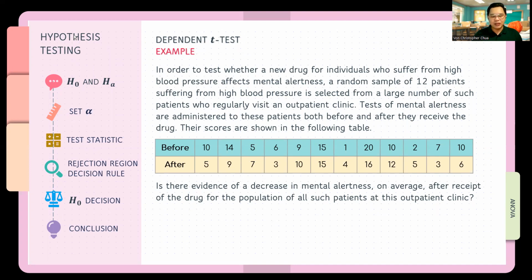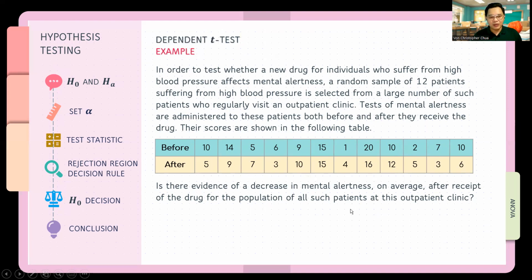So for example, if we take a look at individual number one, who scored 10 before the drug was administered in the mental alertness test, and then 5 afterwards, we would be able to see that there is in fact a decrease. This is different for this other individual who scored 10 before the drug was administered and then a 12 after the drug was administered.